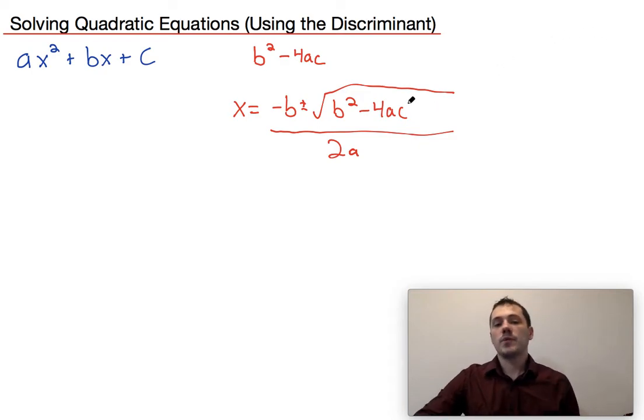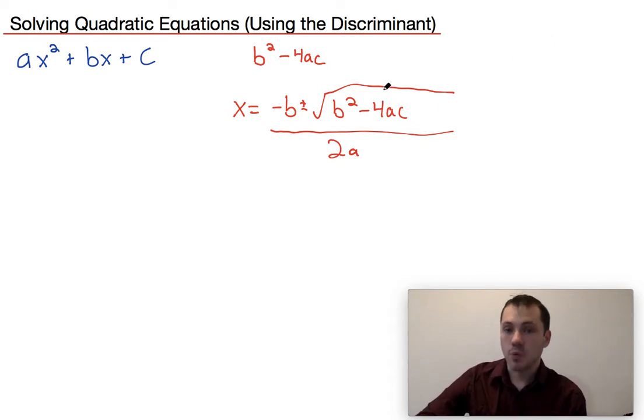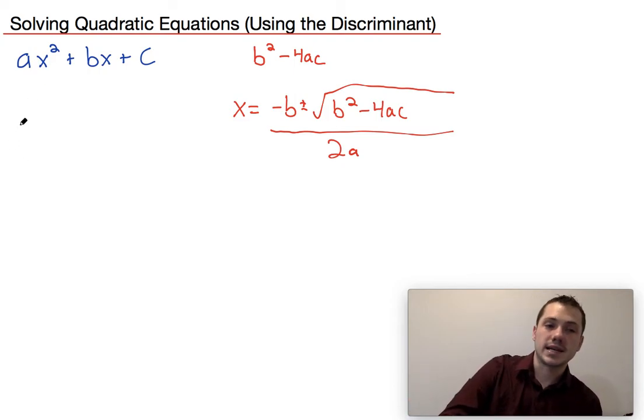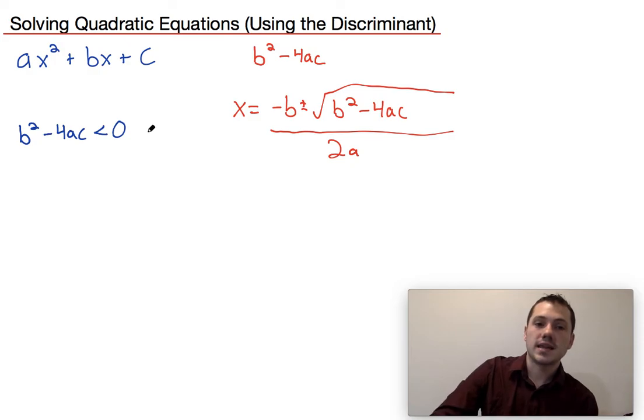So the reason b squared minus 4ac is important is because we cannot take the square root of a negative in algebra. We can do it with complex numbers, but as far as real solutions, we have none if there is a negative inside of the square root. And for that reason, if b squared minus 4ac is less than 0, we're going to say that we have no real solutions.